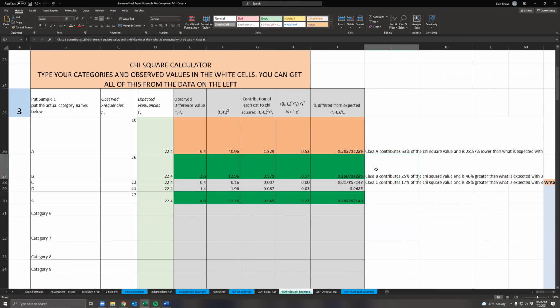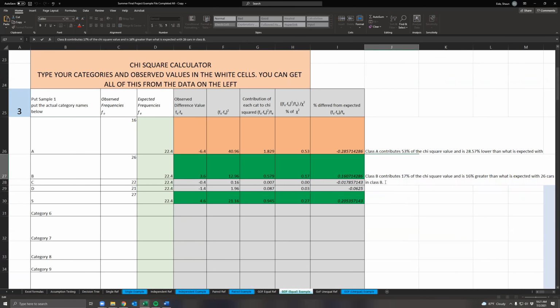Okay, class B contributes 17% to the chi-squared value and is 16% greater than what is expected with a total of 26 cars in class B. And then class S contributes 27% to the chi-squared value and is 20.5% greater than what is expected with a total of 27 cars in class S. Okay, so this tells us if there was a difference, this is where the difference would be coming from.